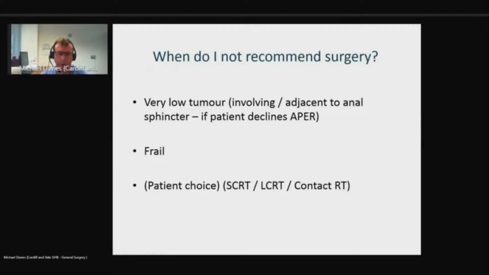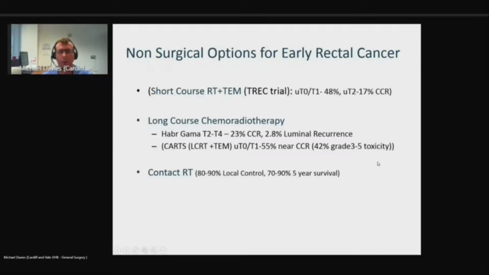There are certain patients I don't recommend surgery. If there's a very low tumour and the patient declines APR, which would be the treatment, and sometimes patients really aren't fit enough for this, they're too frail. And certain patients actually refuse to have rectal surgery, refuse to have a stoma. What are the options for these patients?